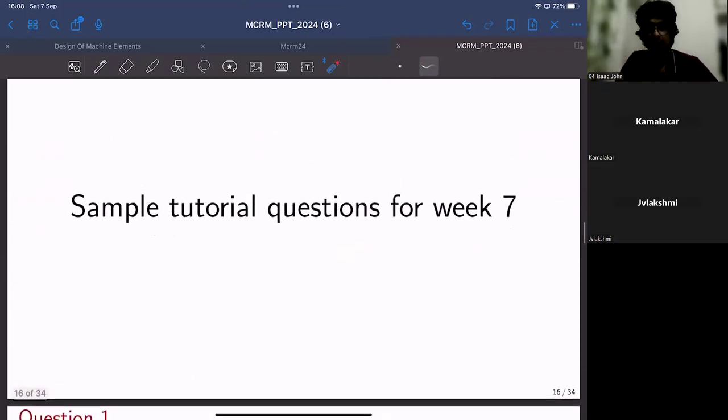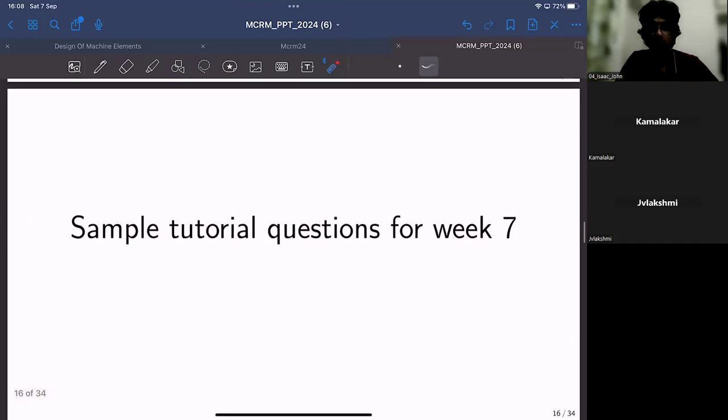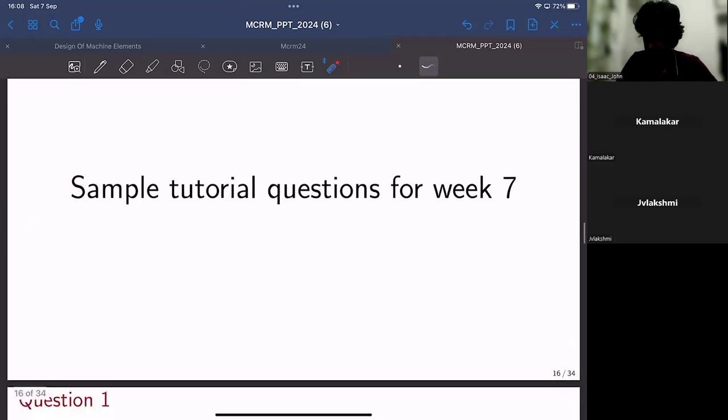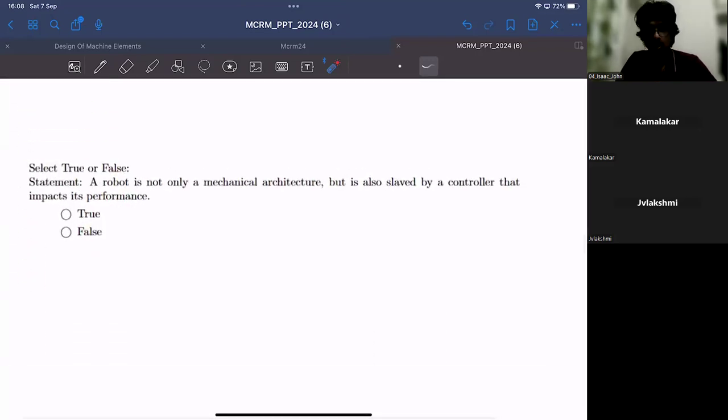These are mostly descriptive, actually, for control, because most probably there won't be any numericals. It'll be mostly from the lectures. So the first question is a true or false question. It states whether the statement is true or false. The statement is: a robot is not only a mechanical architecture, but it is also slaved by a controller that impacts its performance. So it's a very generic statement.